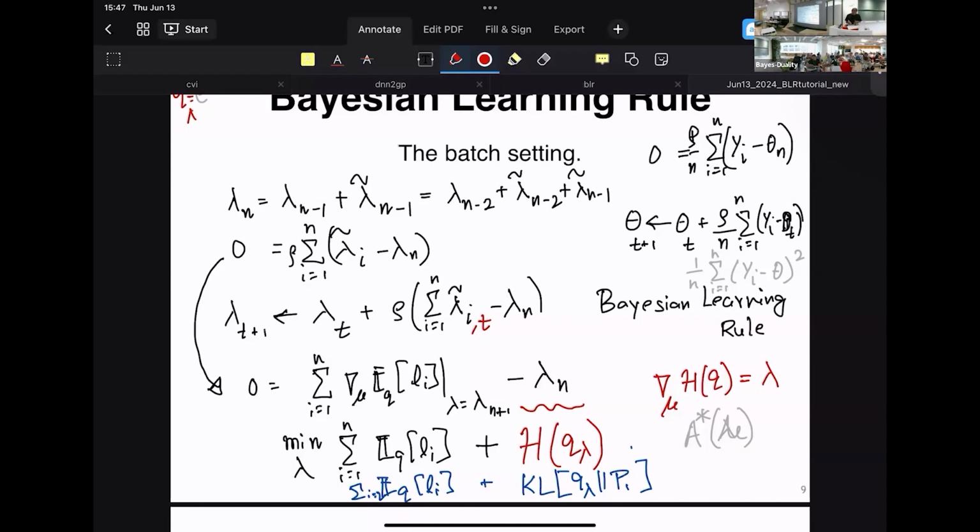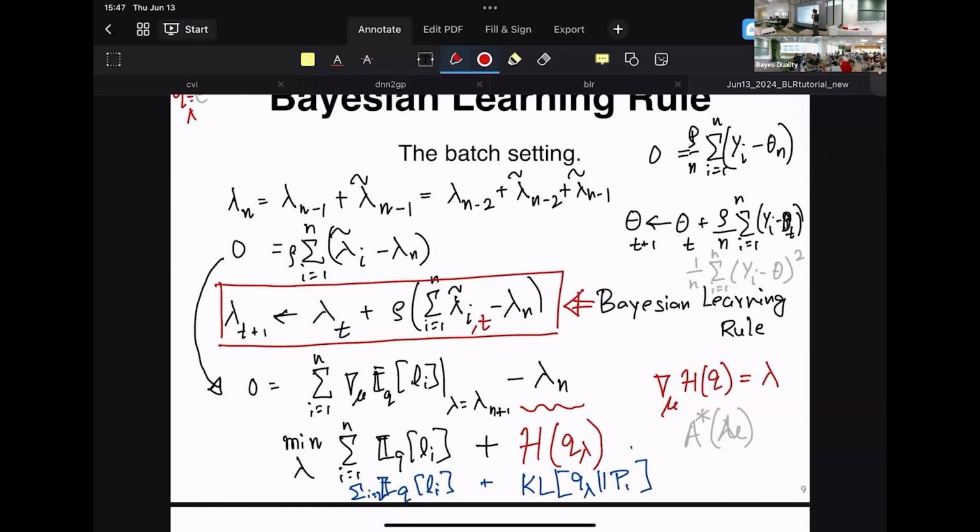I'm excited, come on. I missed the point. Yeah, that's the Bayesian learning rule. Okay, I wrote it here. So yeah, that's the Bayesian learning rule.